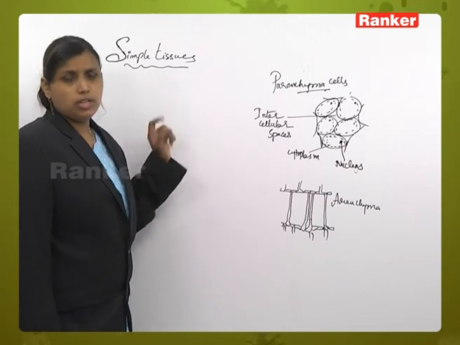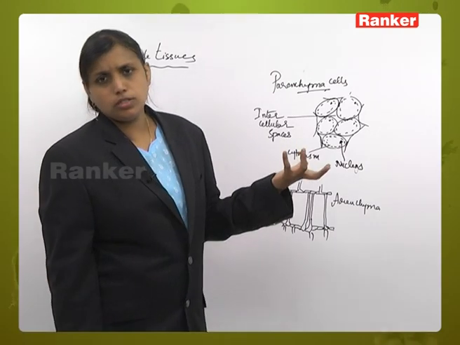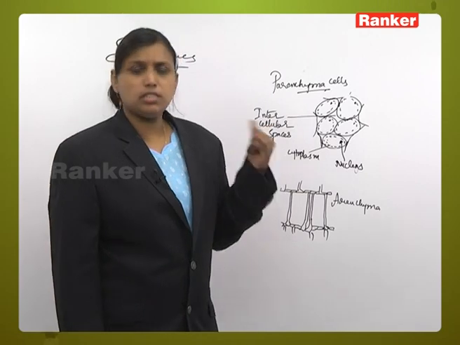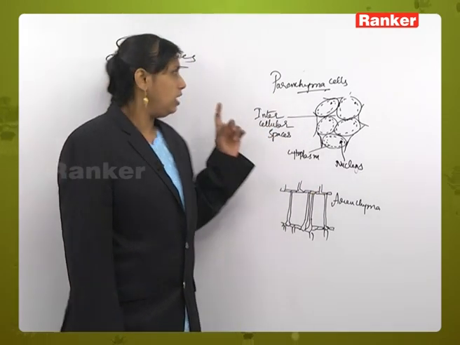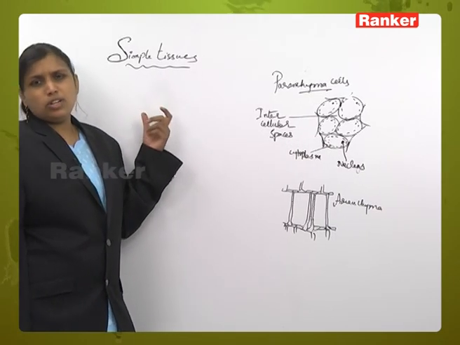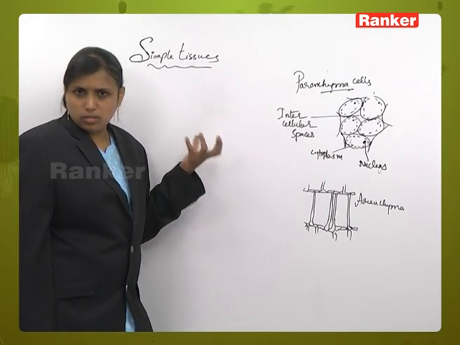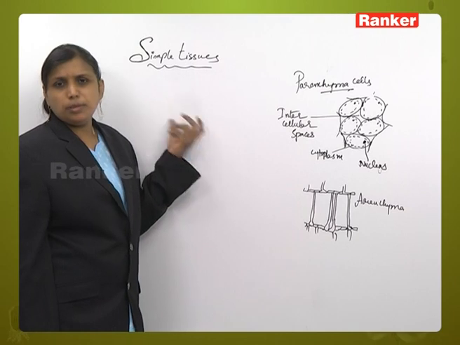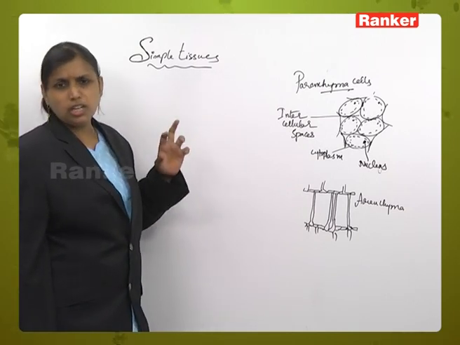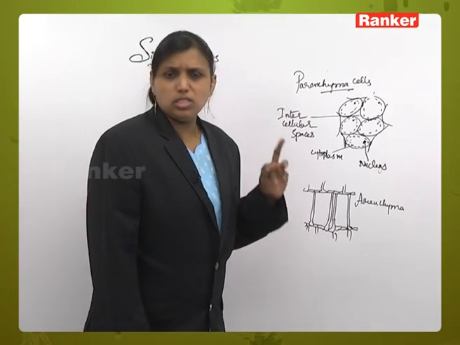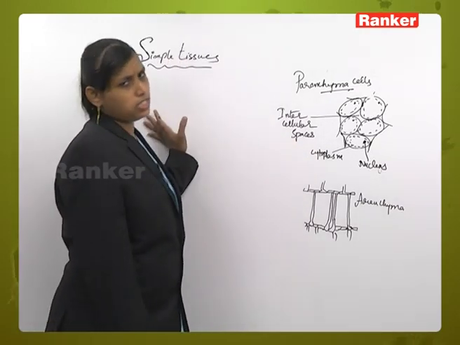What is simple tissue? As the name itself indicates, it is simple in organization, in structure and in function. Simple tissue is a type of tissue which has more or less similar structure, origin and almost the same function. Those tissues which are the same in origin, structure and function are called simple tissues.